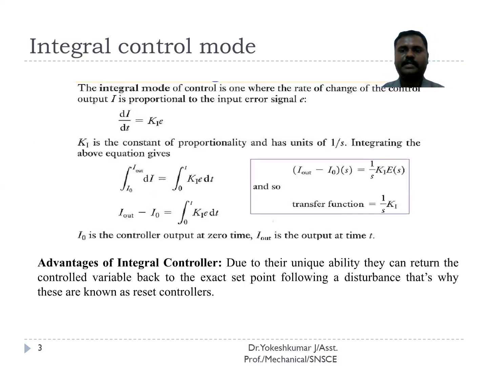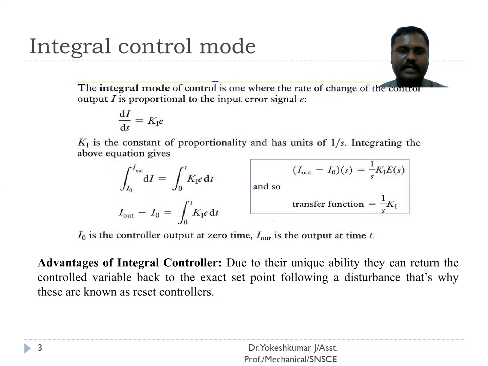The output of this signal follows a mathematical equation: the change in the controller output, which is the integral function of the error signal with respect to time, is proportional to the amount of the error signal. To remove the proportionality, we have to introduce the constant of proportionality, Ki, which is the integral constant. If you are integrating with respect to time, on the left hand side we are integrating with respect to the output.